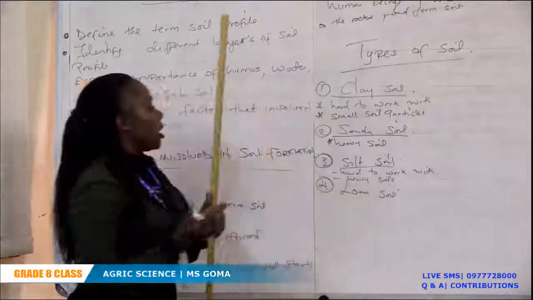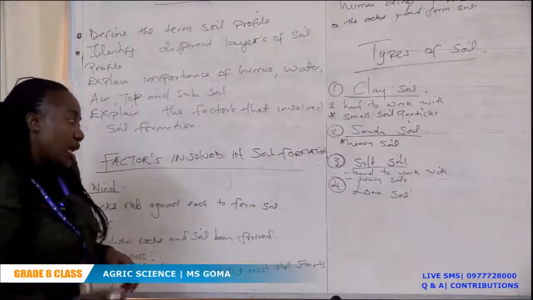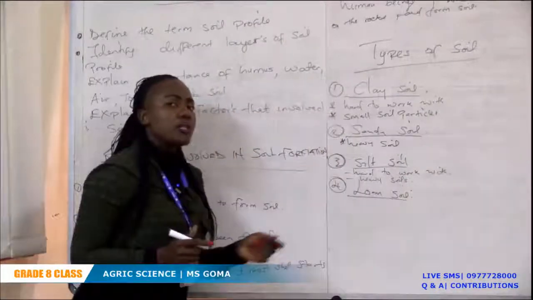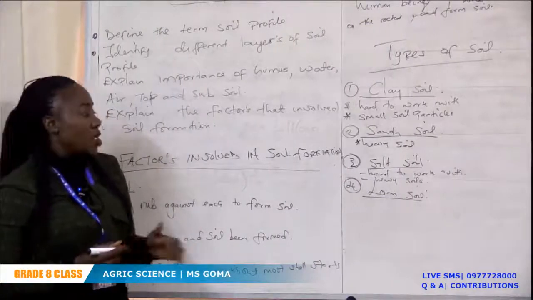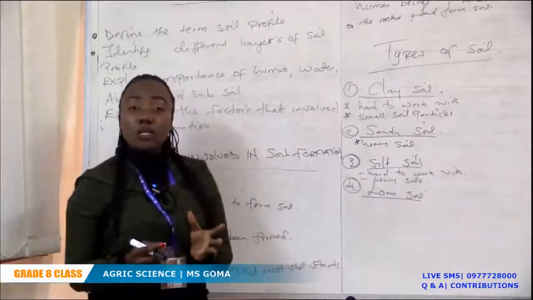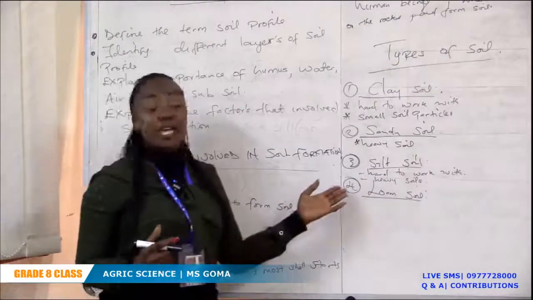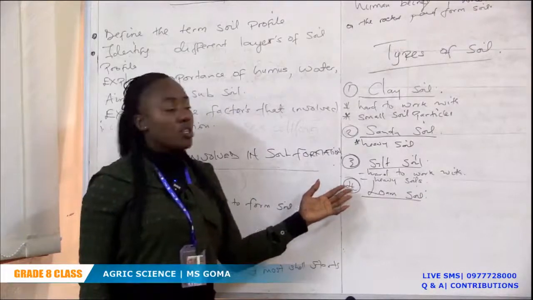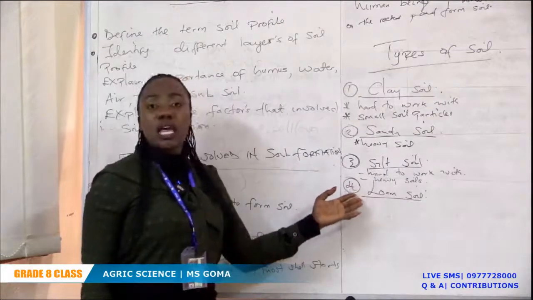Let us go to the last type of soil, which is the loam soil. What kind of soil is loam? The soil particles can be seen with our naked eyes, and this is the best kind of soil you can work with or grow crops in. This is the kind of soil that agriculturists or farmers grow their crops in.